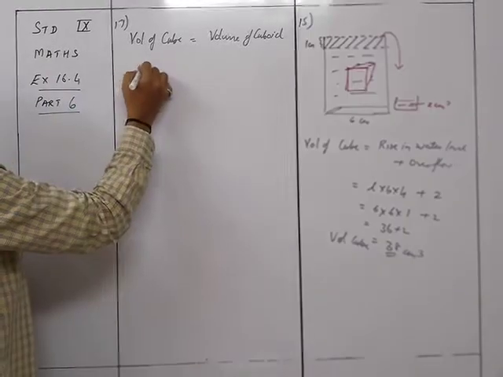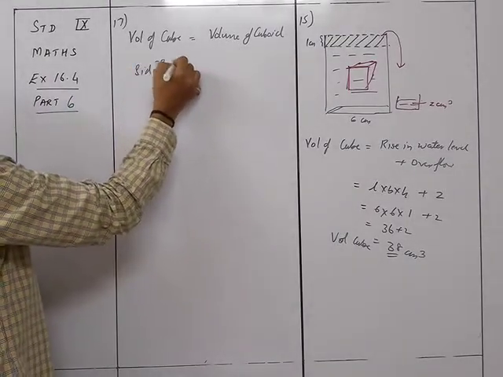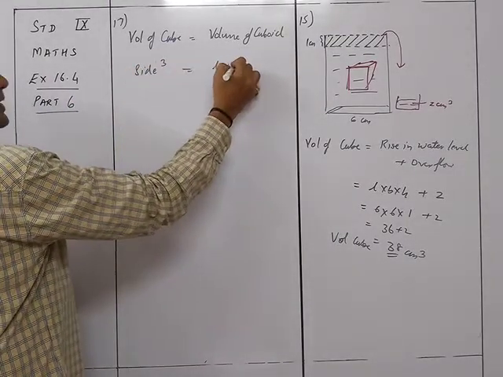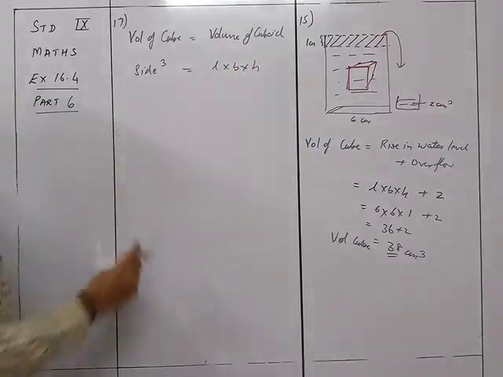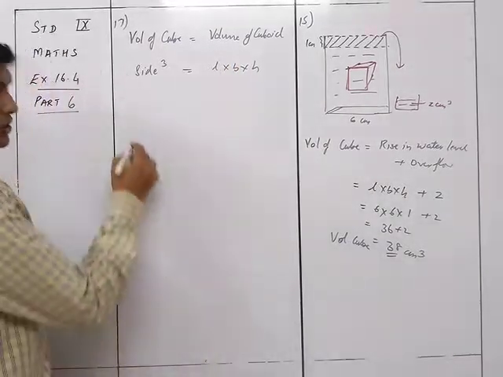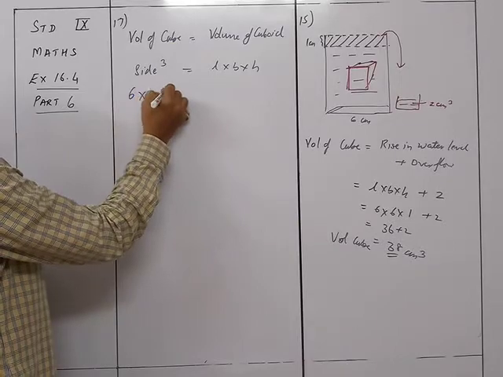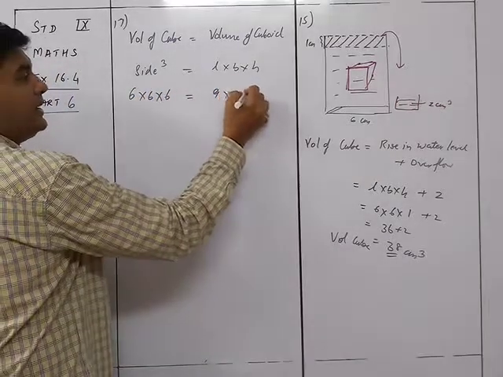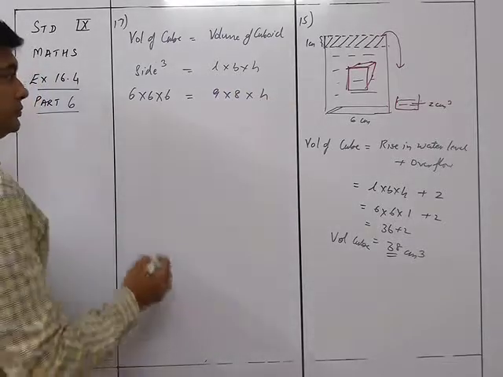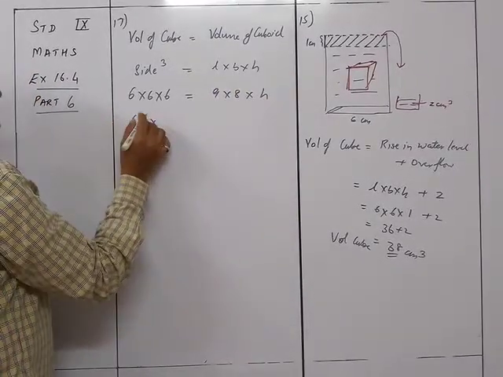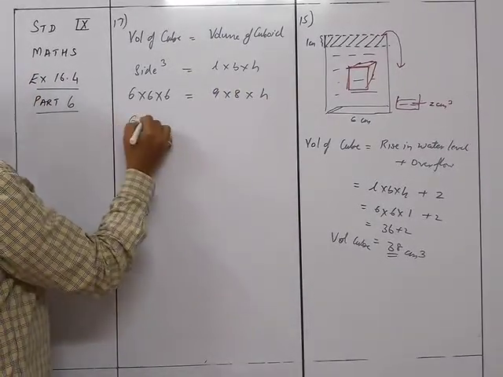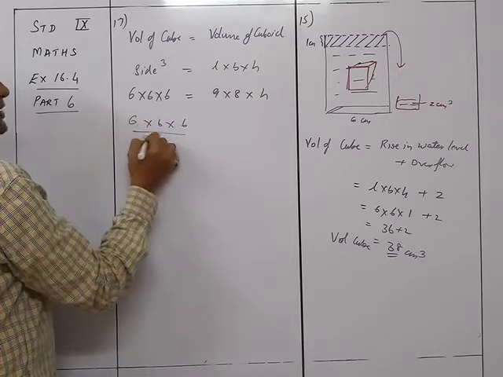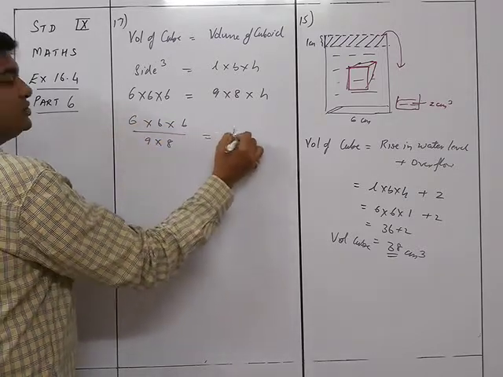So here the side cubed is equal to L into B into H. The side is given to you as 6. So 6 into 6 into 6 is equal to 9 into 8 into H. So 6 into 6 into 6 upon 9 into 8 is equal to H.